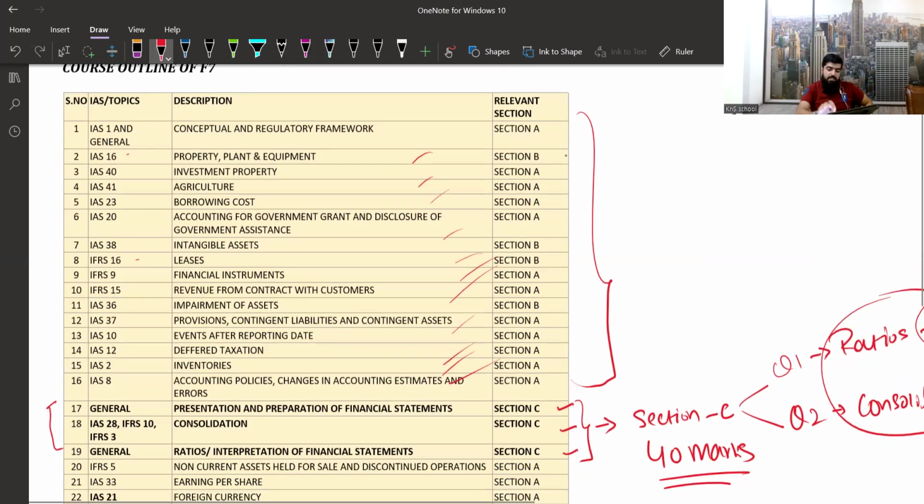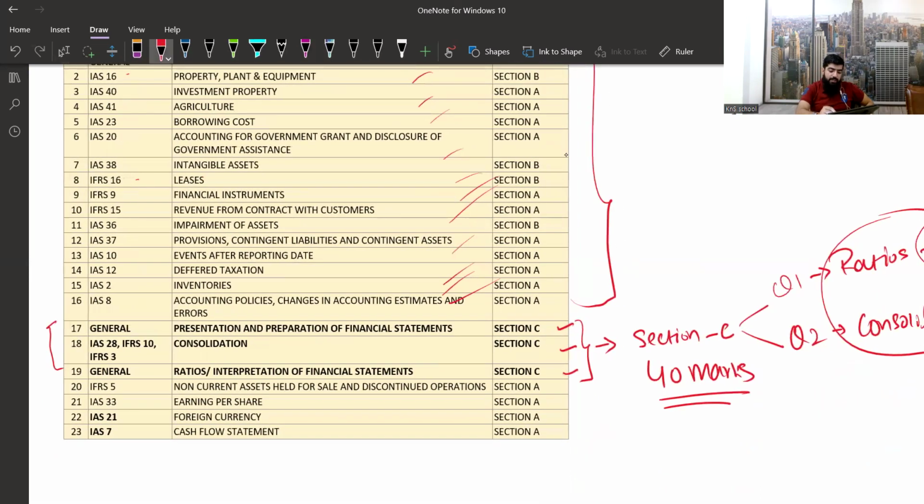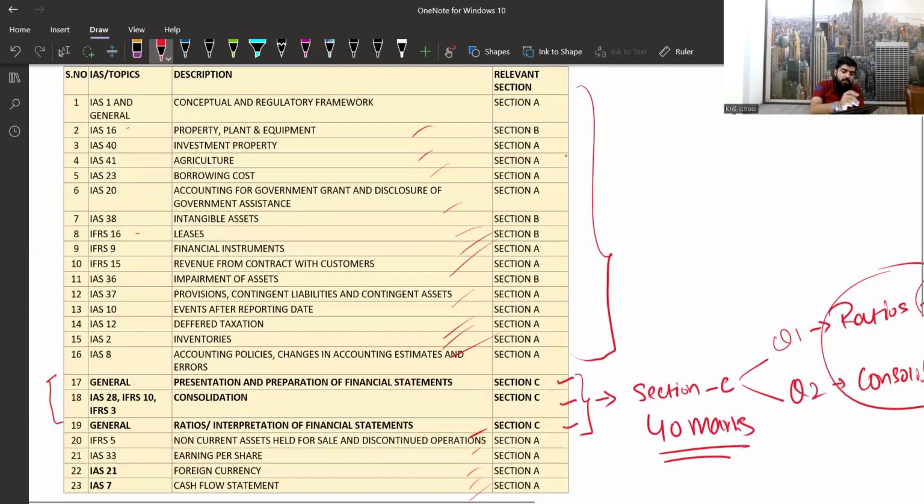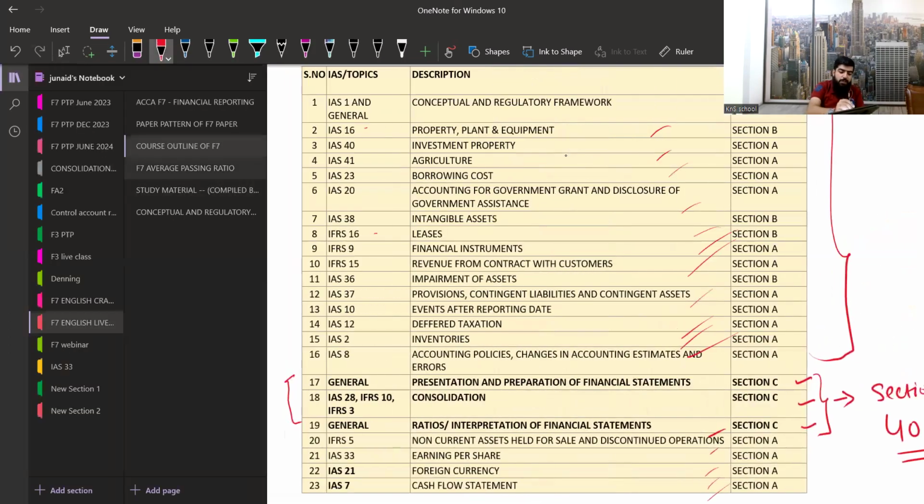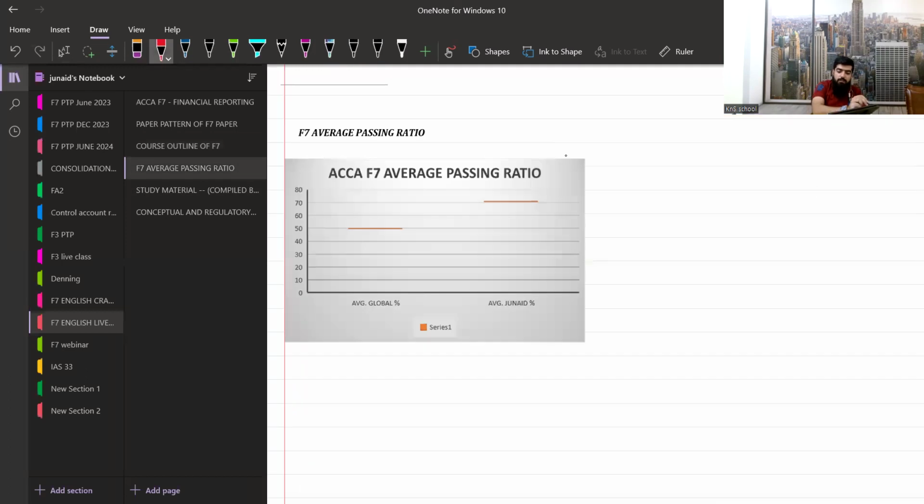So all of these chapters and topics are very important for the F7 financial reporting paper, and my priority is that you should complete the 100% course. In this particular session, in this particular paper, we are definitely going to complete the 100% course, inshallah. So my priority and recommendation is that you must complete the course at 100%. So this is the course outline of the F7 financial reporting paper. Now let's move on.